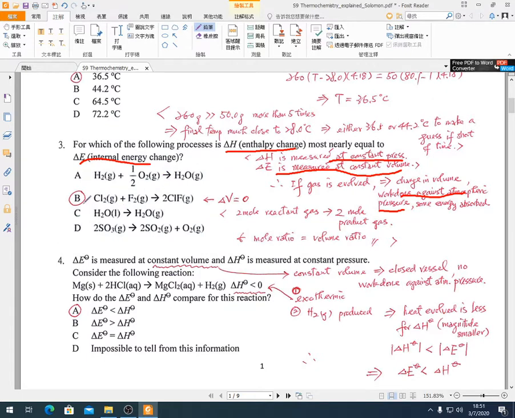And now look at B. You have 2 moles of gas on the left and 2 moles of gas on the right. Therefore, no matter how you react, there is no volume change. So the delta H will be nearly equal to delta E, because no volume change means no work done against the atmospheric pressure. So delta E is roughly equal to delta H.